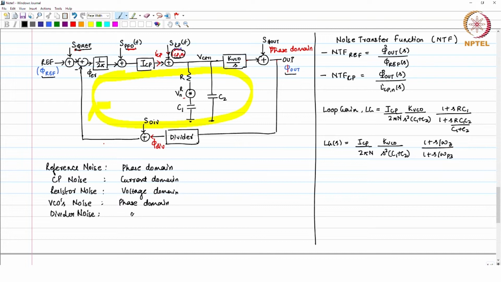P3). Okay. And if you just want to recall how we got this, we are looking at the loop gain. So, you can break the loop and find how you get the loop gain: multiplication by 1 by 2 pi, then ICP goes through this loop filter, because of which you get R C1 C2, that gets multiplied by KVCO, it comes in the feedback and then it gets divided by n.